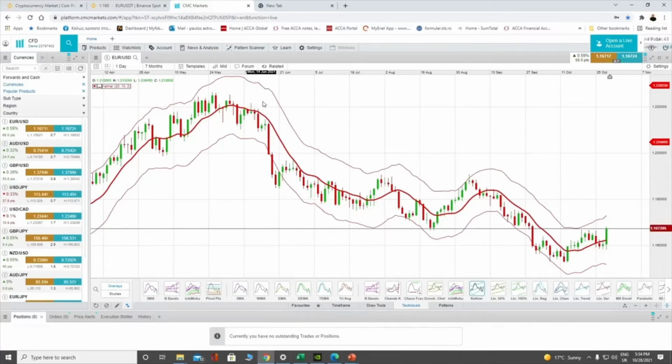Now let's see how this indicator works and what it does. It measures volatility. The higher the range, the higher the volatility was, the range of the previous prices.